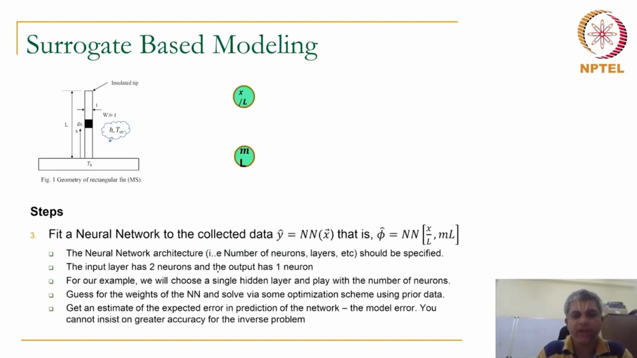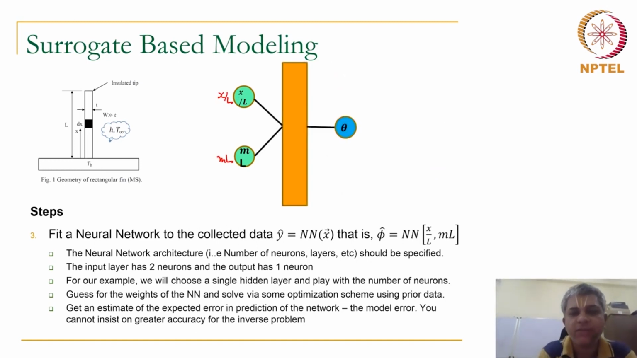So the next is to fit a neural network, and for our neural network, please excuse the font. This is supposed to be x by L and this is supposed to be mL. So we have two inputs. The output, this should be phi, not theta. And we have some hidden layer. So input has 2 neurons, output has 1 neuron. In the middle, we can choose as many neurons as we want. As usual, we guess for the weights of the neural network and solve it via some optimization scheme.